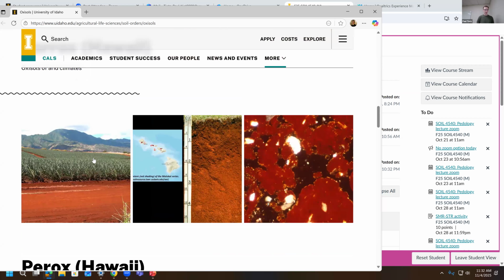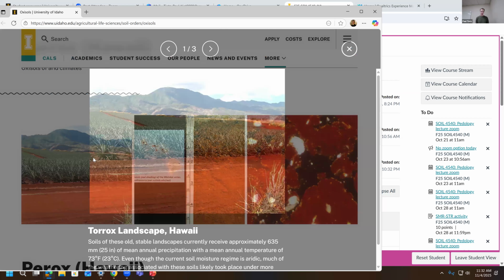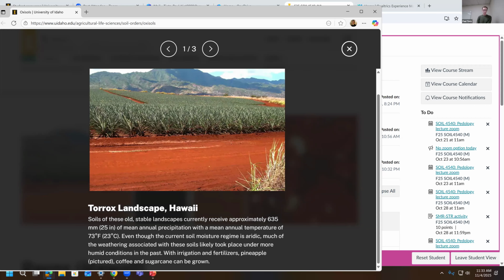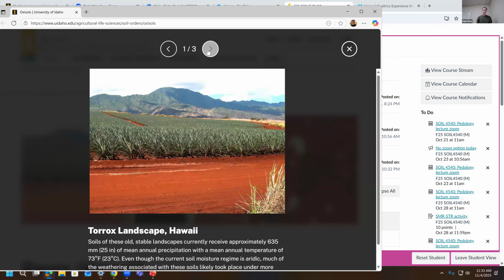Torrox now on the drier side. This is a landscape view of a pineapple growing operation, pineapple field here. You can still see 25 inches of annual precipitation, which is about what we have here in Moscow. Much, much hotter average temperature. Much of the weathering associated with these soils took place under more humid conditions in the past, so changing climate over time requires irrigation and fertilizers too for production.